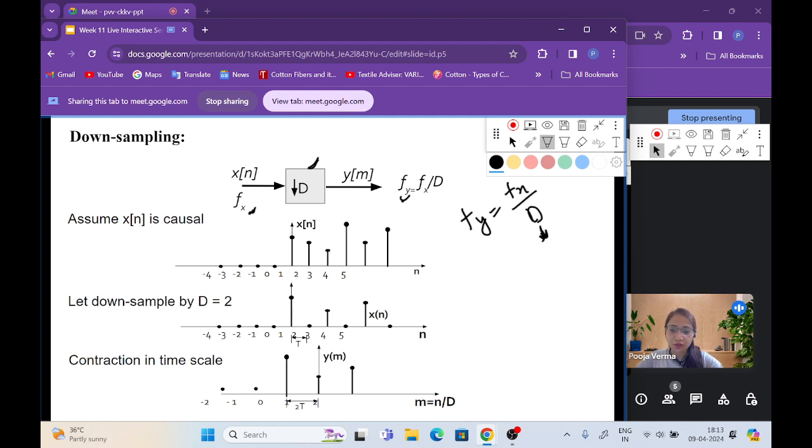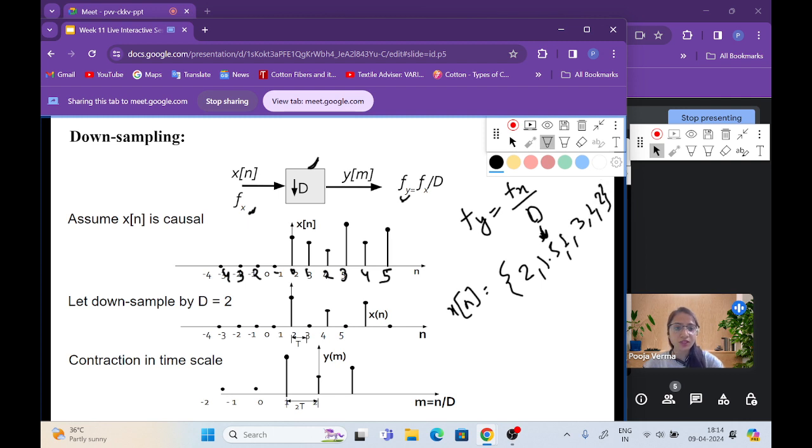Assume x of n is a causal signal. Let us see the sequence of x of n: at n equal to 0 it is 2, at n equal to 1 it is 1.5, at n equal to 2 it is 1, at n equal to 3 it is 3, at n equal to 4 it is 1, and at n equal to 5 it is 2. If we downsample by 2, what will happen?